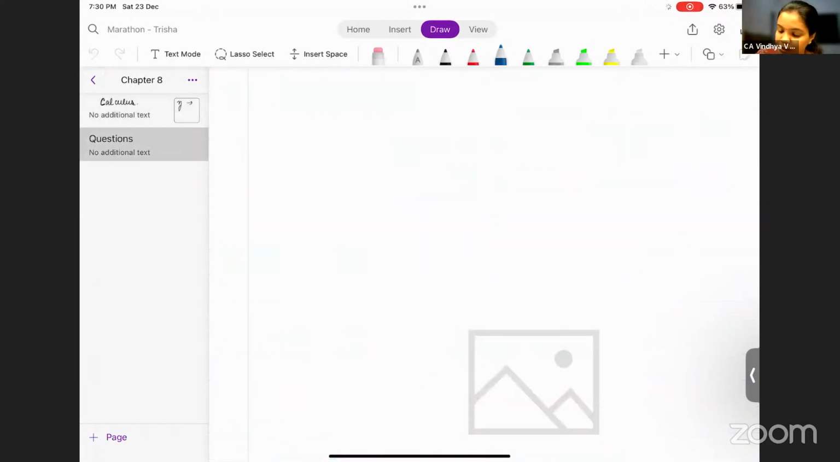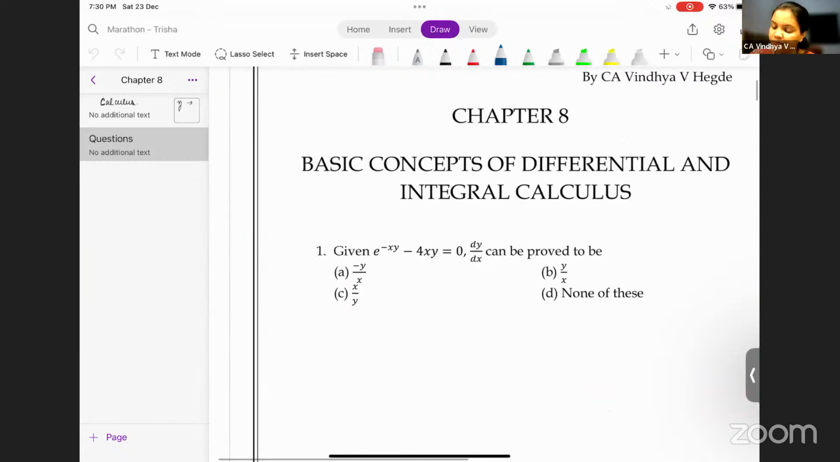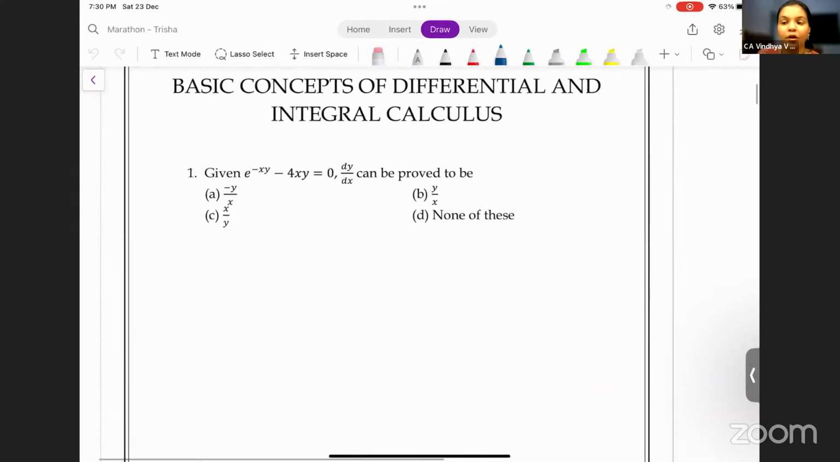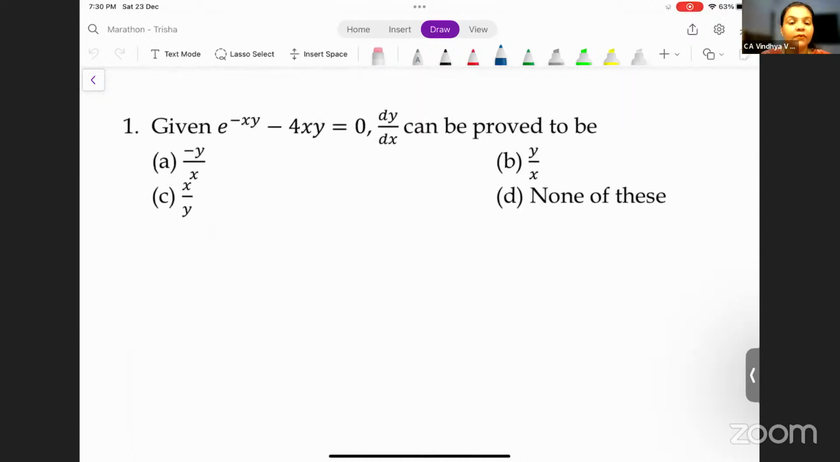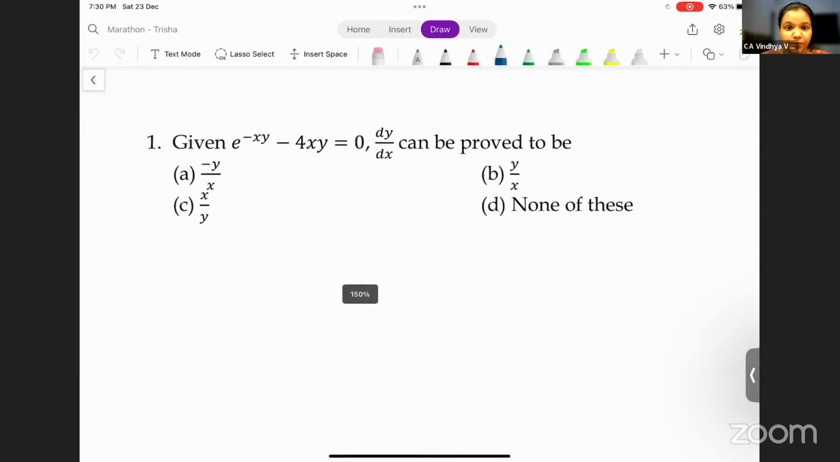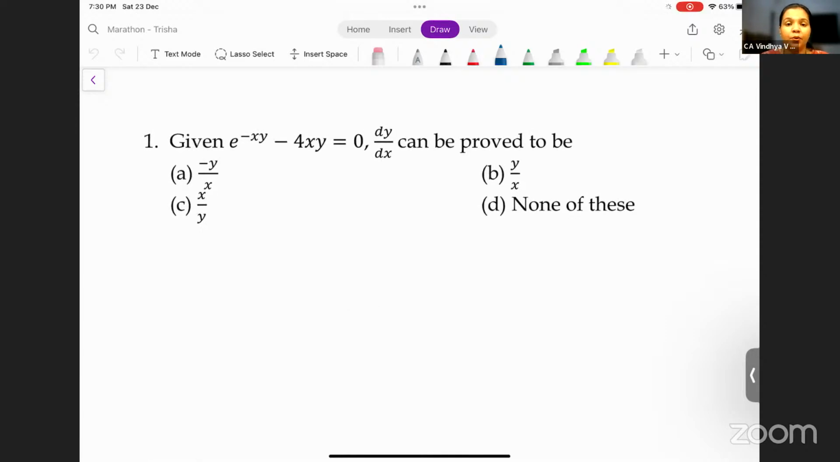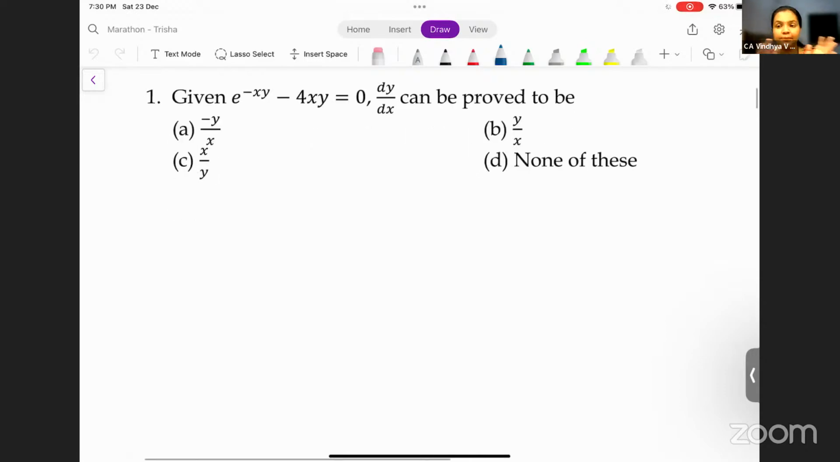We'll quickly go through the questions of differentiation. Okay, first one. e to the power minus xy minus 4xy is equal to 0. So we have to find the derivative of this. We can write this as e to the power minus xy is equal to 4xy. Can I say this is an implicit function? Because here we cannot write y in terms of x. This function is f of x comma y.